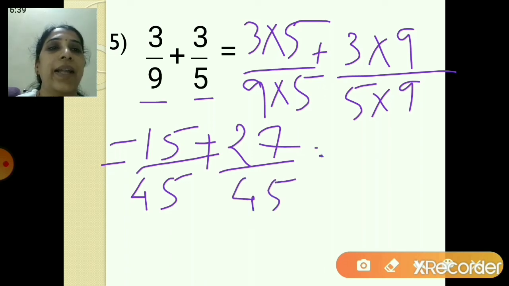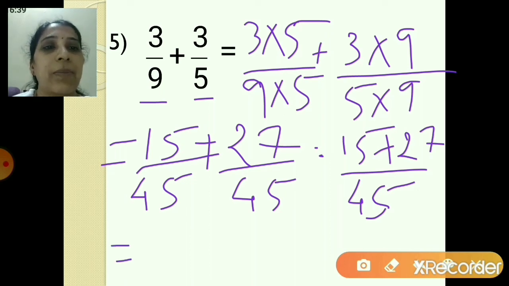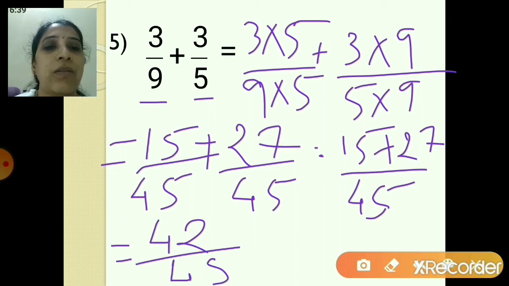And what is 5 9s are? 45. Right? So you'll keep the common denominator as 45 and 15 plus 27. So what is 15 plus 27? 7 plus 5 is 12. 2 plus 1 is 3. Plus 1 is 4. So 42 upon 45 is your answer.